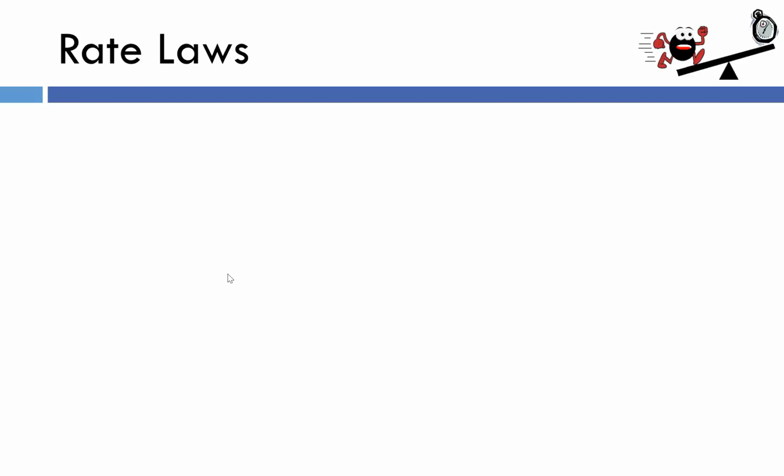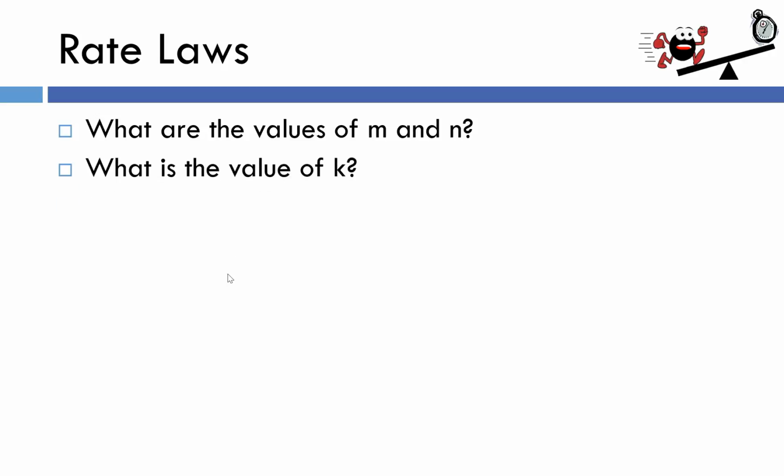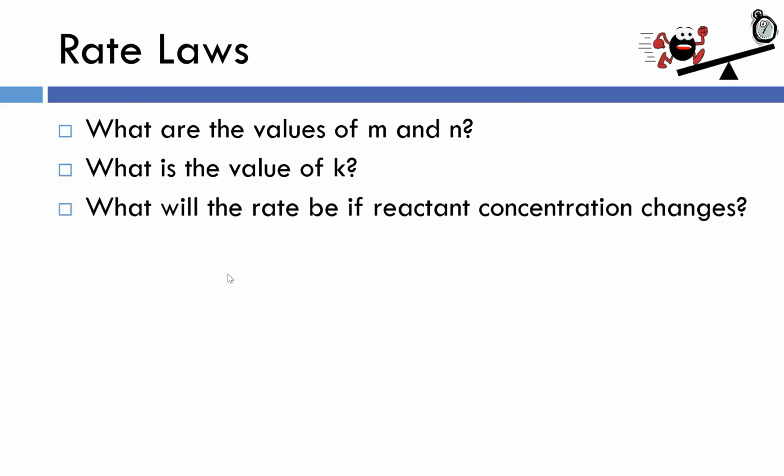When we're working with rate laws, there are really 3 different questions that can be asked. The first can be essentially asking, what is the order of the reaction according to each reactant? So in the previous example, how do we solve for the values of m and n, the orders? I can ask you to solve for the value of k. What's the rate constant for that reaction under those conditions? And I can ask you to try to figure out what the rate will be if the reactant concentration changes. So we're going to tackle these 3 different types of problems today.